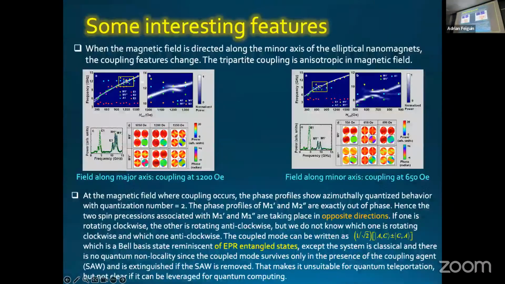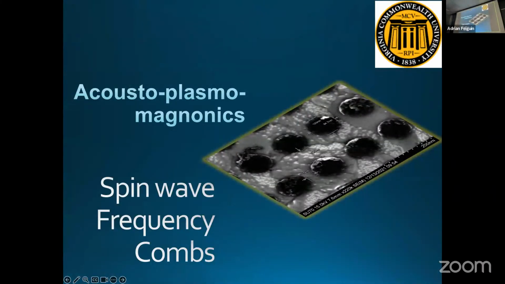Now, the next thing that I wanted to put, the third thing, and this is a new field that we started looking at, and been looking at it for slightly more than a year now. This is called acousto-plasmonic. So what we do here is we don't have a piezoelectric substrate. We have a silicon substrate. On top of that, we deposit a layer of aluminum, which is a plasmonic material. And then on top of that, we deposit cobalt nanomagnets.